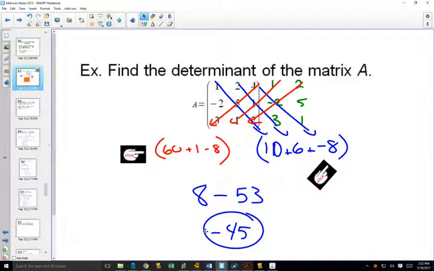Anyway, so the blue arrows, take all those numbers, whatever you get, that stays as it is. The red arrows, whatever you get in there, you are going to subtract that. So in those red brackets, that adds up to 53. You take the 8 from the first brackets, the blue, and subtract the 53, and so we have a determinant of negative 45. Is this matrix singular or not?